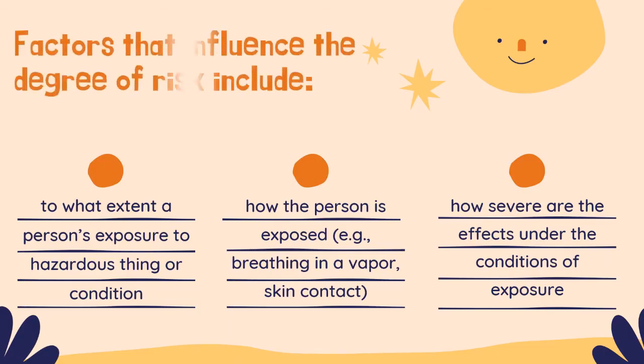There are different factors that influence the degree of risk. Number 1, to what extent a person is exposed to hazardous things or conditions. Number 2, how the person is exposed, for example, breathing in a vapor or skin contact. And number 3, how severe the effects are under the condition of exposure.